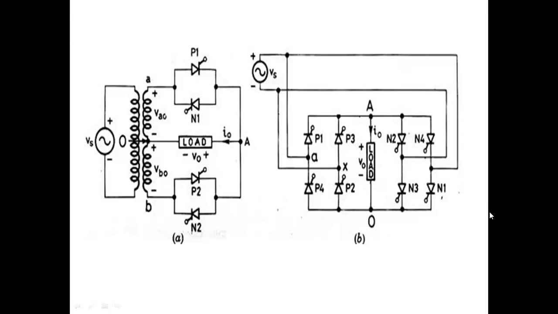Okay, today I'll see cycloconverter. Yesterday I had told, what do you mean by cycloconverter? Anyone? What is cycloconverter? Cycloconverter is a device which converts one frequency to another without change in the magnitude of voltage.